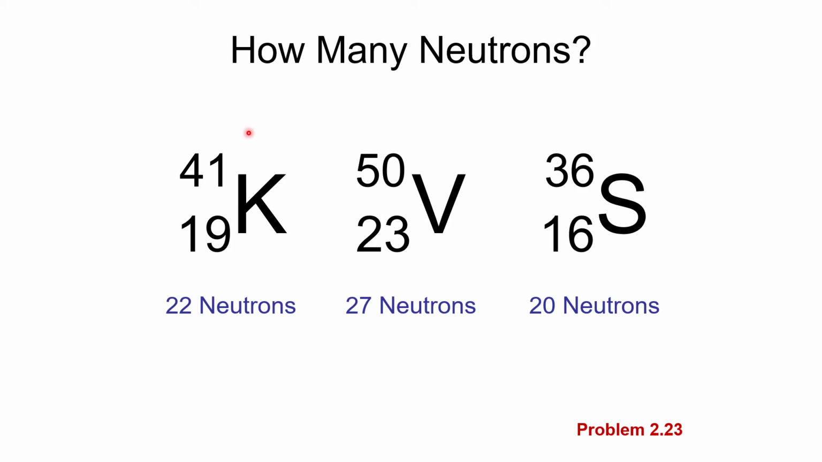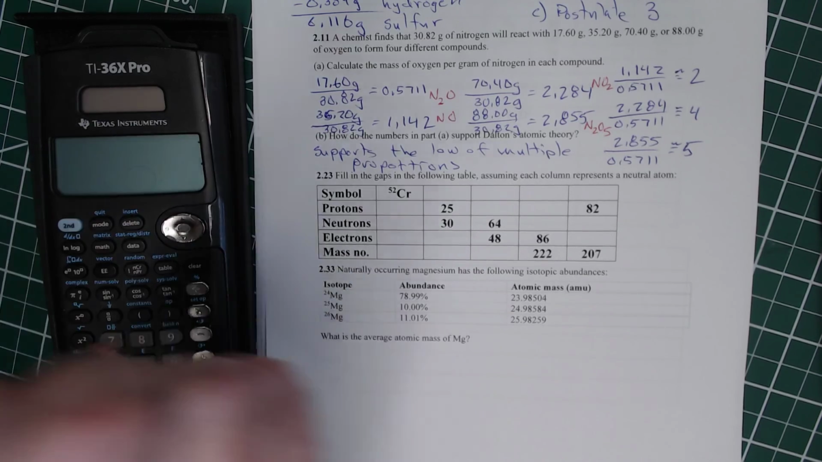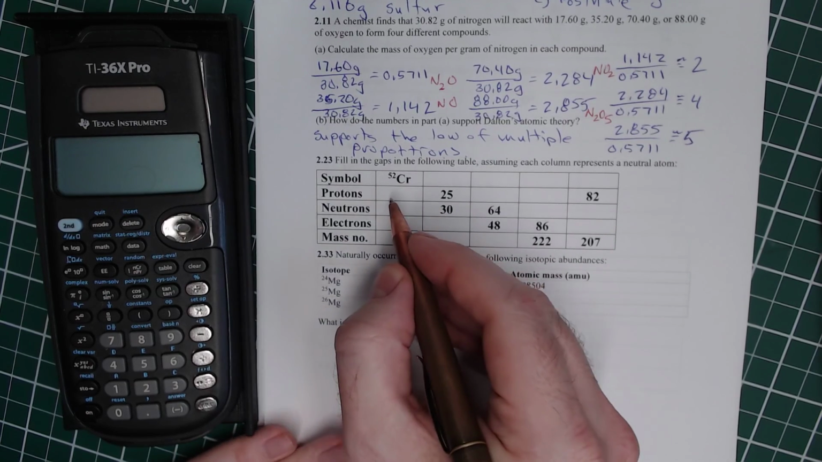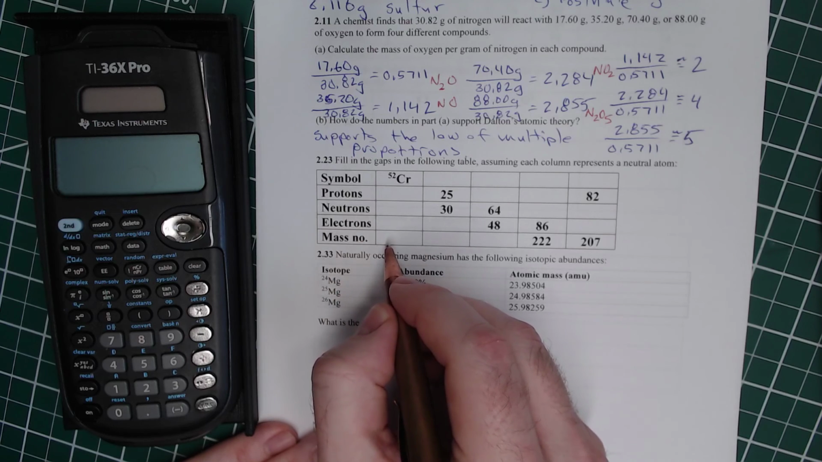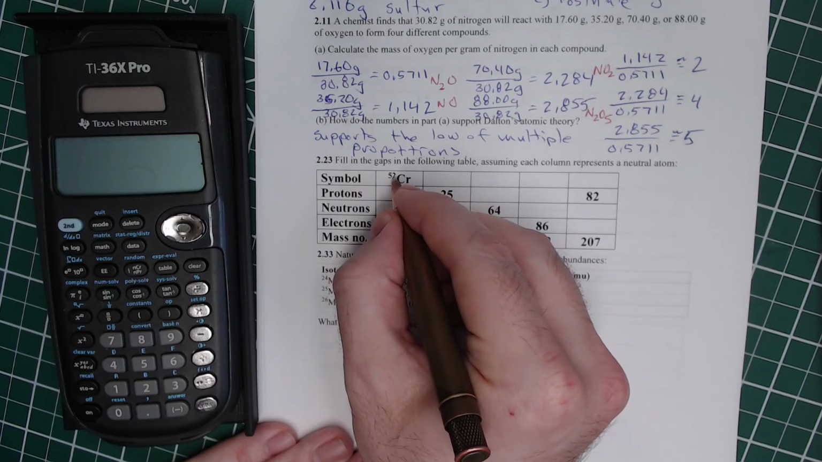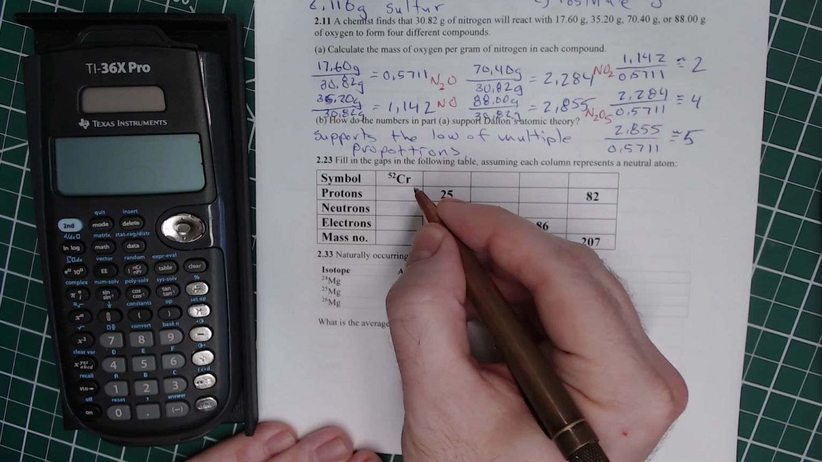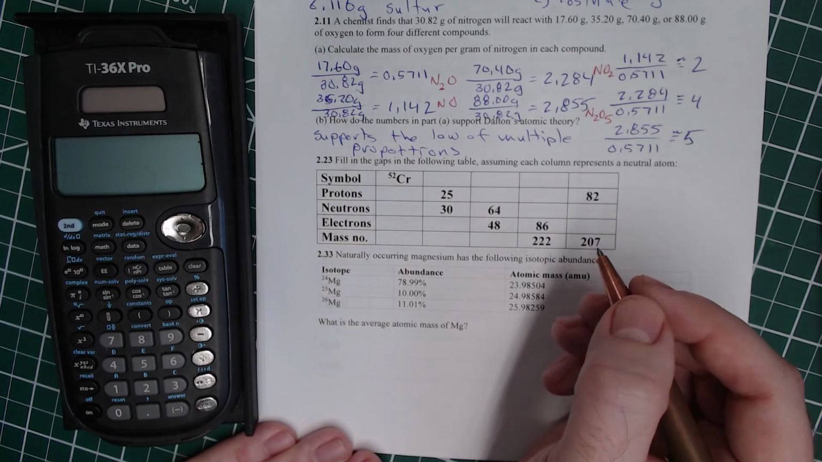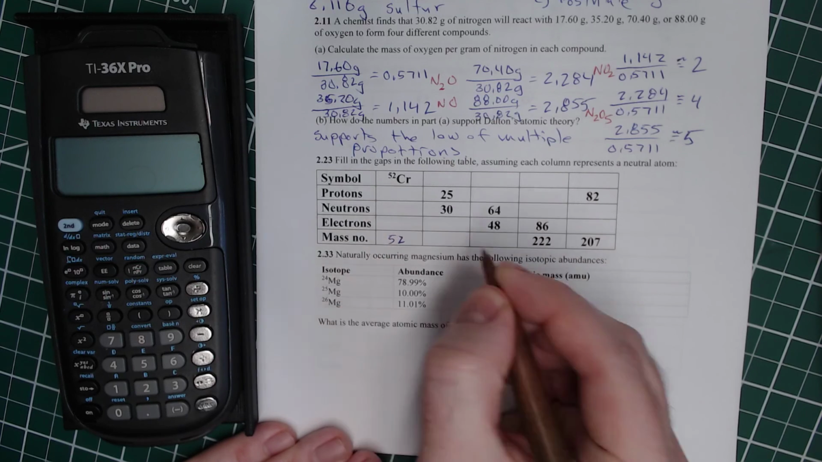So let's look at number 23 on the in-class assignment. The way that this works is we want to determine each of these numbers: the number of protons, neutrons, electrons, and the mass number. And here we've got chromium 52. Since the atomic number is redundant with the element, the atomic number is not written here for chromium 52. But the mass number is written, so I'm going to write 52 for that.